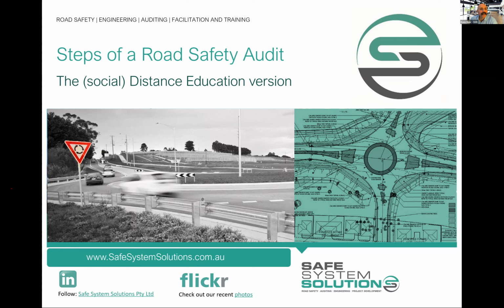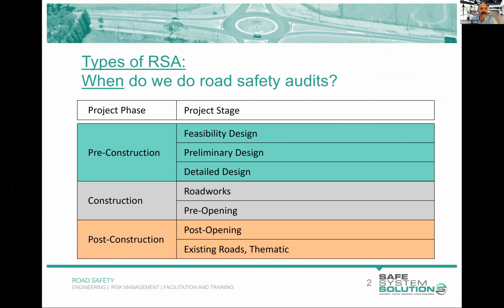What we're going to talk about in the first bit of this module are the steps of a road safety audit, but we'll get back to that. We talked about the types of road safety audits right at the last bit of the last module, and I put this table up. I thought I'd recap and remind you that there are different stages at which you can do audits, and they're different types of audits, but they all follow the same 8 steps, which we'll get to today.